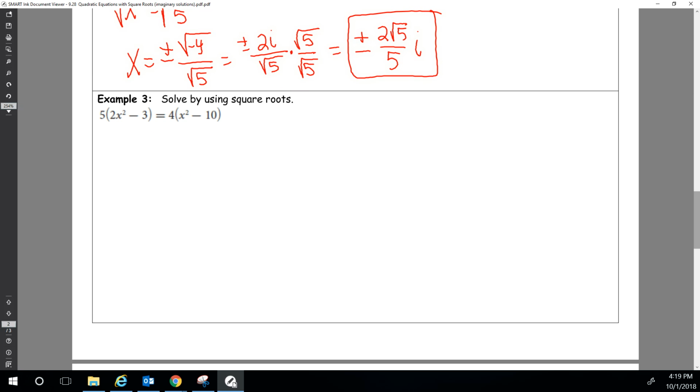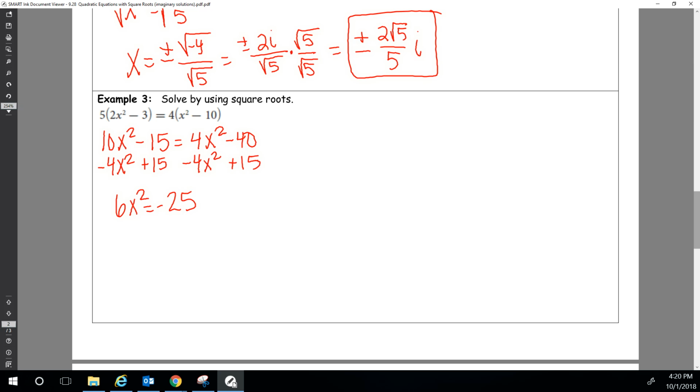Right, example number 3. First, I have got to distribute these guys. So I've got 5 times 2x squared, which is 10x squared. 5 times negative 3 is negative 15. 4 times x squared is 4x squared. 4 times negative 10 is negative 40. And then we're going to get all the x squareds on one side, the left side, and we're going to move the 15 to the right side. 10 minus 4 would be 6x squared. Negative 40 plus 15 would be negative 25.